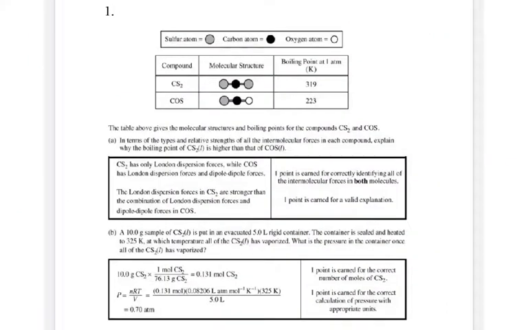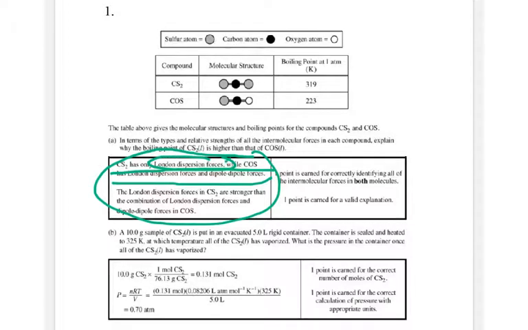So the first question has this for its explanation. CS2 has only LDF, while COS has LDF and dipole-dipole forces. Now, when you write your answers, remember to write the full name. Don't write LDF, because not everybody knows what LDF is. Instead, you have to write London dispersion forces in your answers whenever you're doing free response questions in order to be as specific as possible.